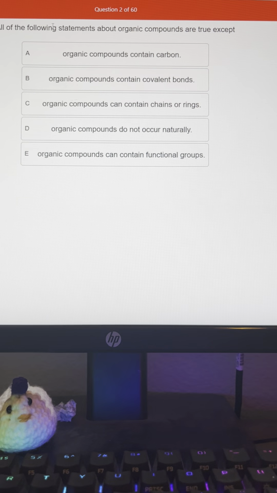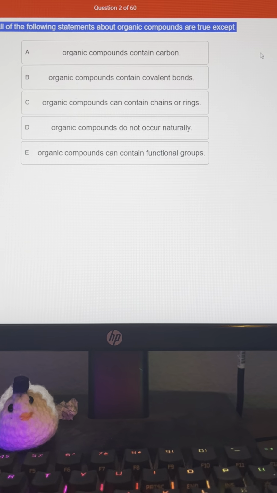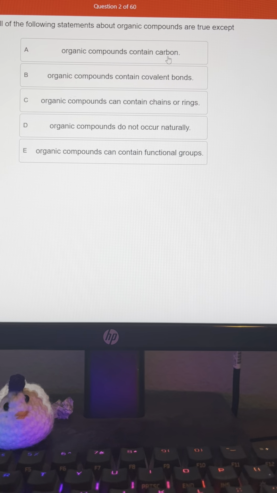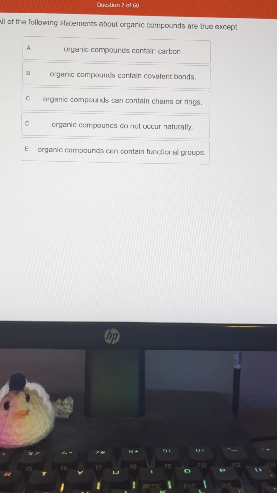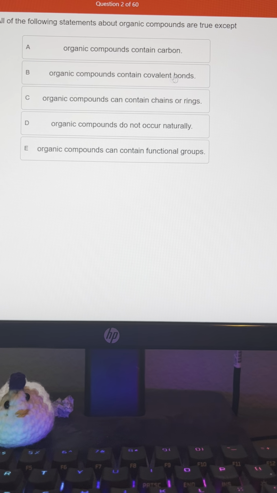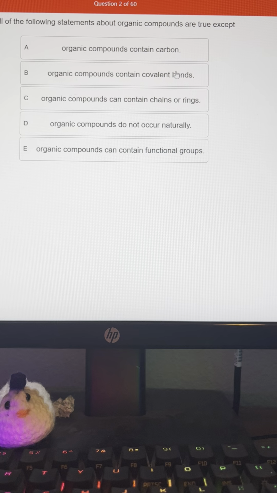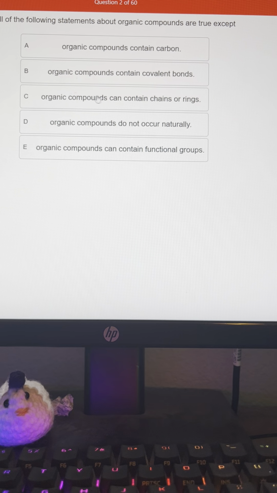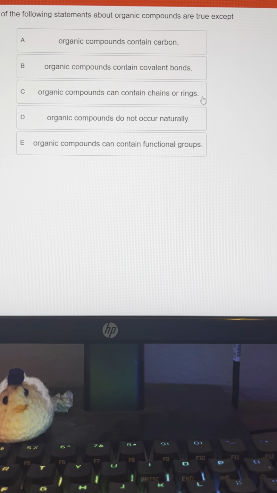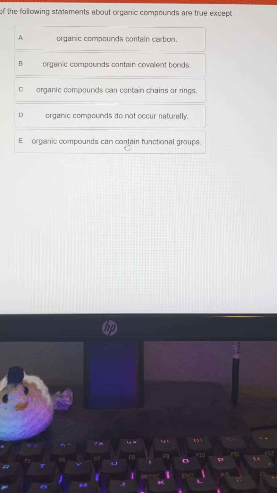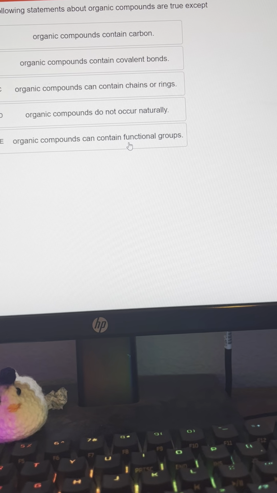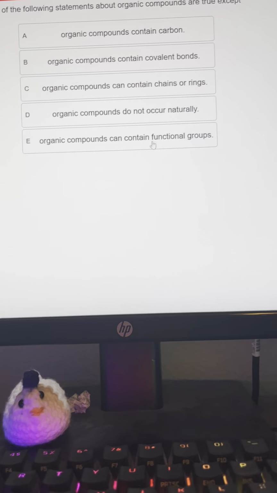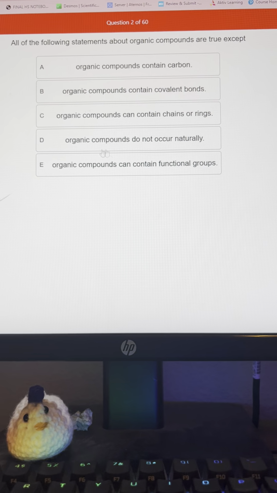All right, next one. All the following statements about organic compounds are true except, we'll go through. Organic compounds contain carbon. We know that this is true. And remember, covalent bonds are between two nonmetals, and carbon and hydrogen are both nonmetals, so this is true. We'll get into this later, but organic compounds do contain chains and rings. Organic compounds can contain functional groups. This is just telling us that there are further ways to detail organic compounds, which there are. You'll get into that a little later. So this is the only one that isn't true.